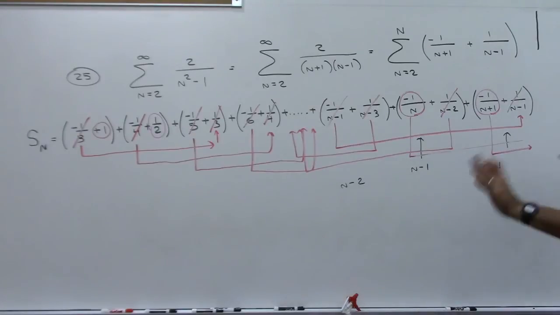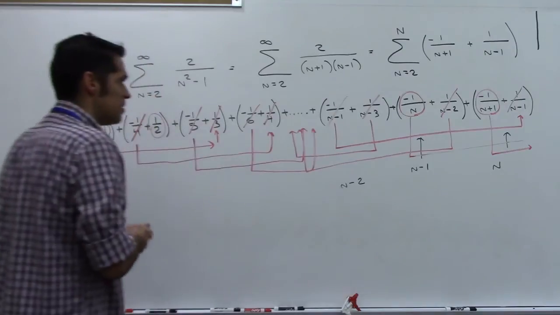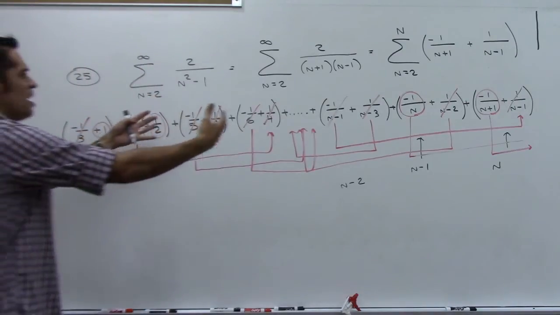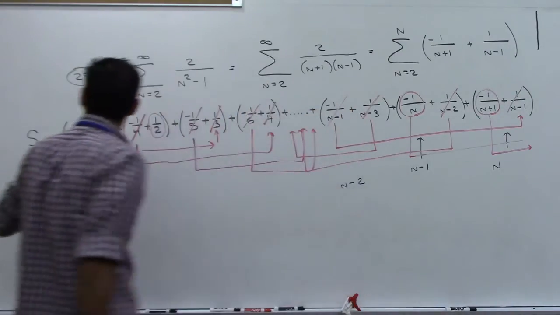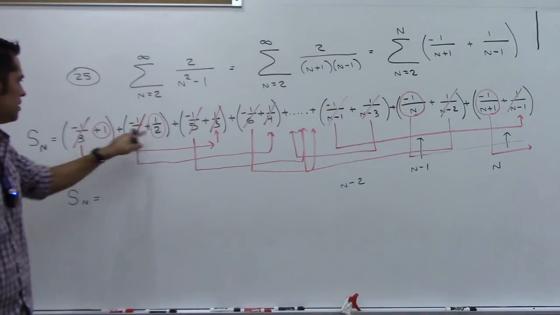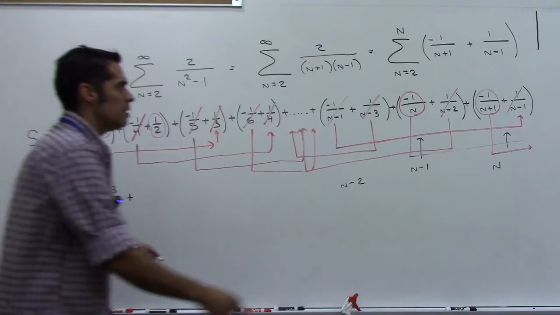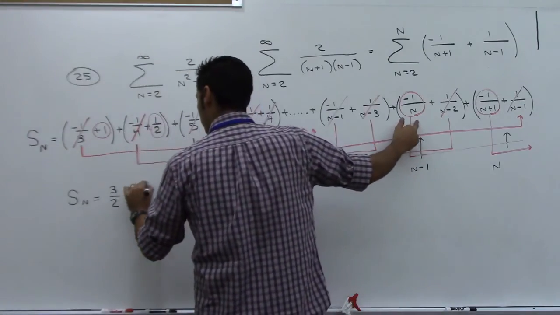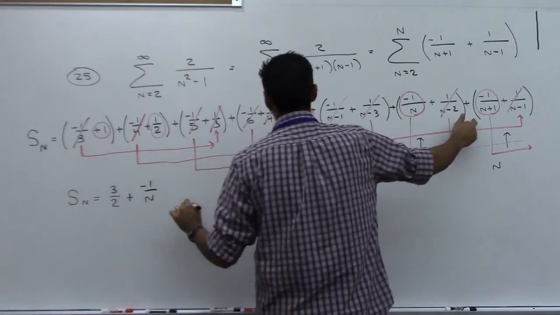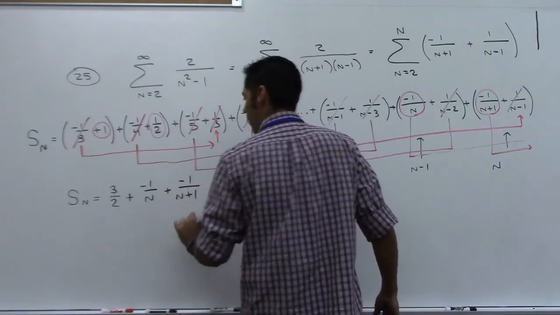So the only thing left at the end of all of this, okay, this is where we get the collapsing from. Everything pretty much on the inside here cancels out. And the only thing left for S sub n is a 1 plus a half, which is 3 halves, plus over here a negative 1 over n, and then another 1 plus a negative 1 over n plus 1.